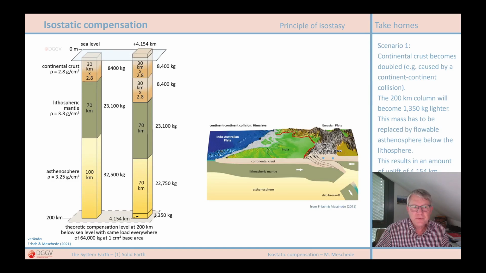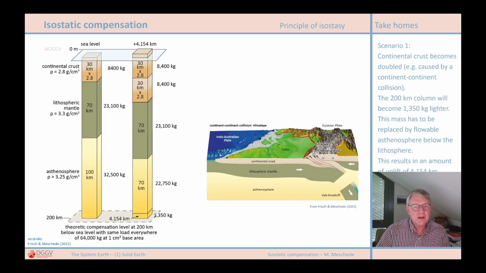Let's have a look at different scenarios. First, we double the thickness of the continental crust, as we can see here, for example, caused by the collision of two continents. As an example, you see here the collision of India with Eurasia. The lithospheric mantle is not doubled because it is partially pulled back into the mantle and therefore does not contribute to the thickening. But the continental crust of both colliding plates remain on top and are stacked.